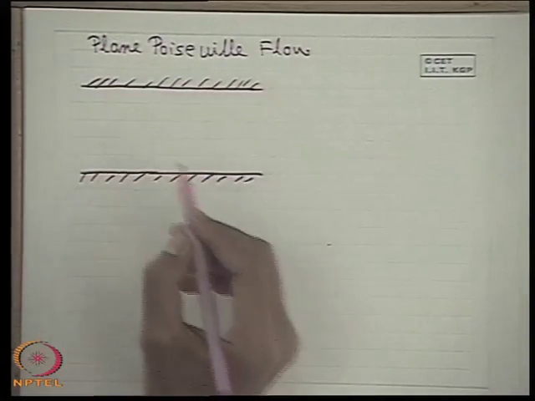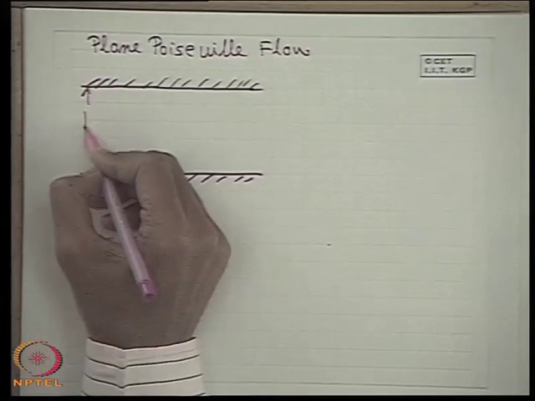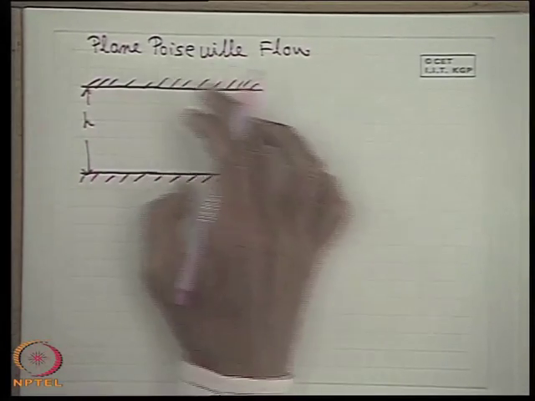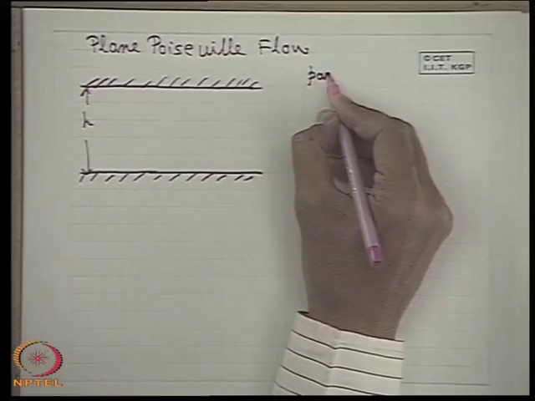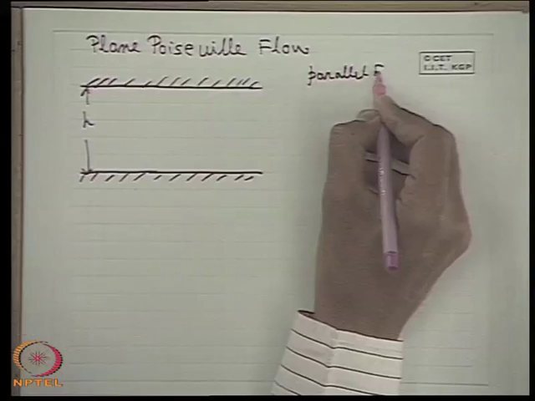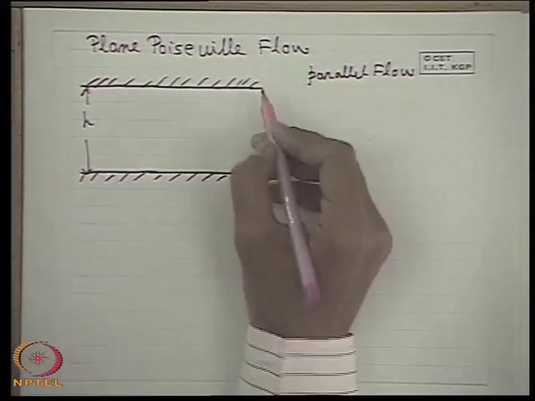Here the two plates are fixed. Let us consider the distance between the plates to be h. Now, when the two plates are fixed and we consider a parallel, viscous, fully developed flow, the word fully developed will be understood afterwards.